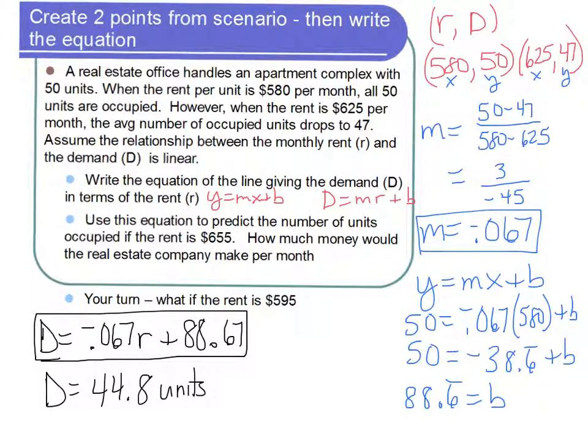Okay, so if I make the rent $655, I'm only going to be able to rent, let's round that, we'd probably round that up to say 45 units. So I'd have 5 units empty when I do that.